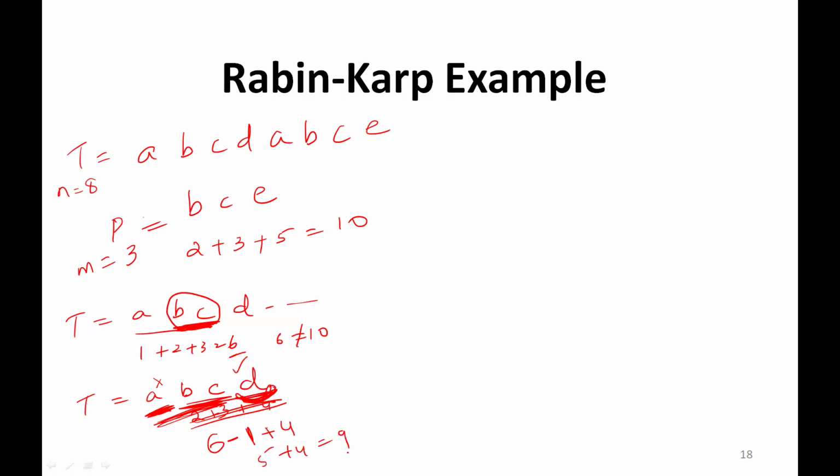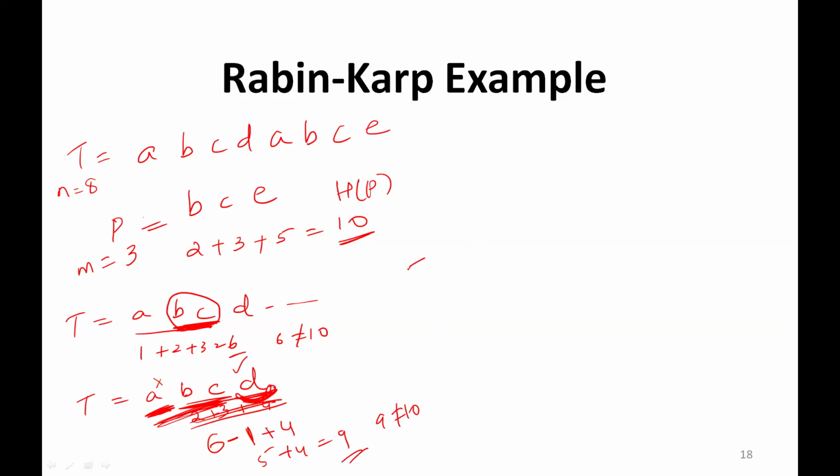So basically we are taking the sum of the previous three, subtracting the first character's numeric value from the total hash, and then adding the value of the letter that we have newly taken into the window. So 6 minus 1 plus 4, and finally we get 9. Now the original hash value of the pattern is 10, right? So 9 is not equal to 10, so there is no need to match. I'll show you one more example.